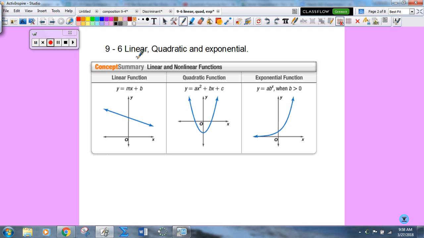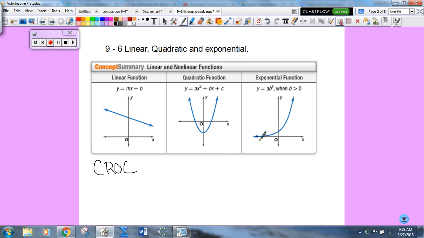So we have studied linear, quadratic, and exponential. Linear functions are a straight line. They have a constant rate of change, and that's pretty much linear. Quadratic is in the form ax squared plus bx plus c. It always forms a U, or a parabola, and the table we're going to kind of look at.